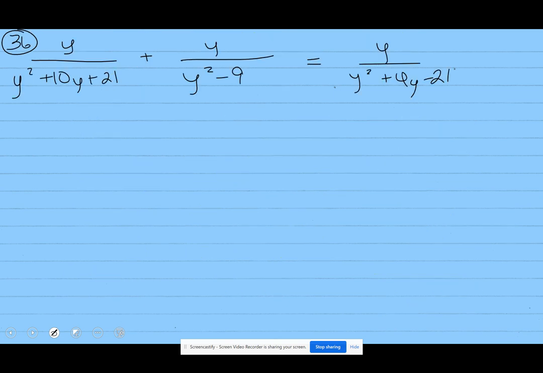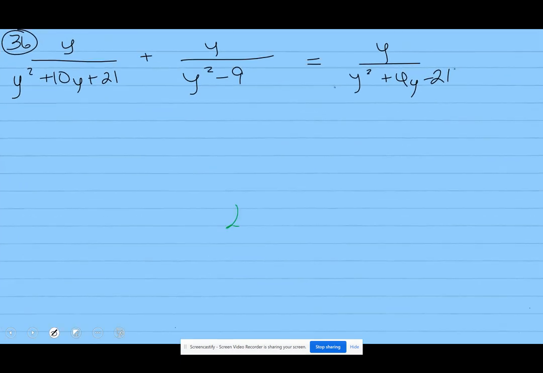Ooh, I got some factoring to do. So let's get these factors done. All right. So let's get this one factored. Multiply to give me 21, add to give me 10. That's going to be 7 and 3. The next one is the difference of squares, y minus 3, y plus 3. And the last one is multiply to give me 21 and add to give me 4. So that's 7 and 3. Plus 7 minus 3. Okay.